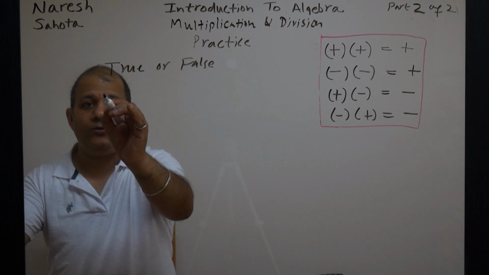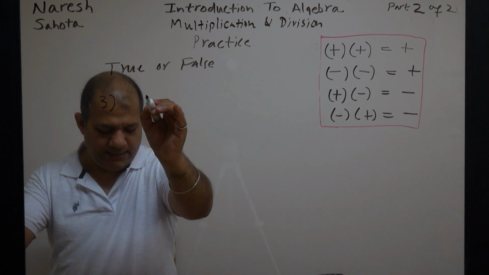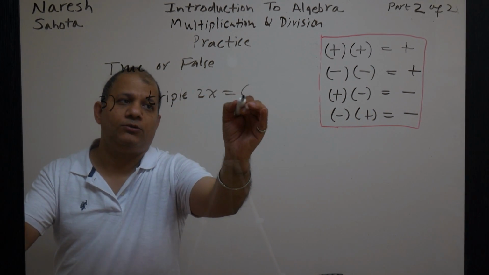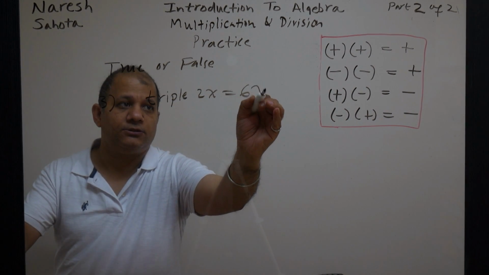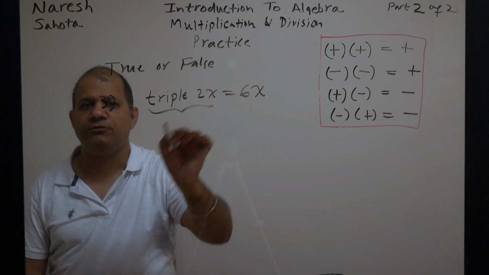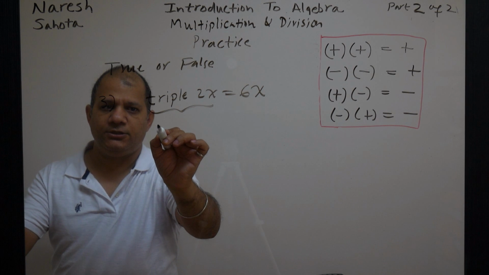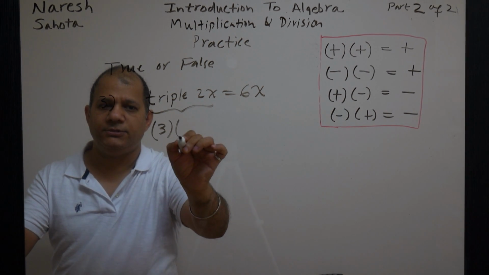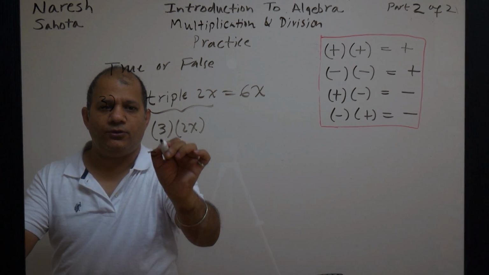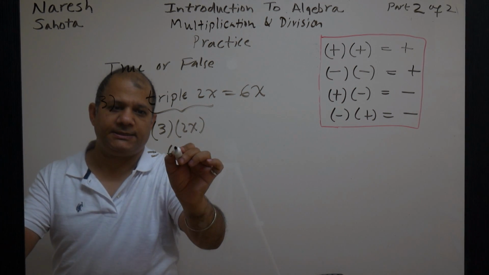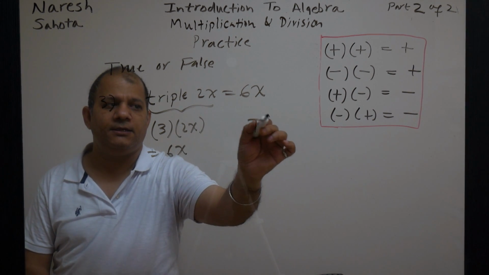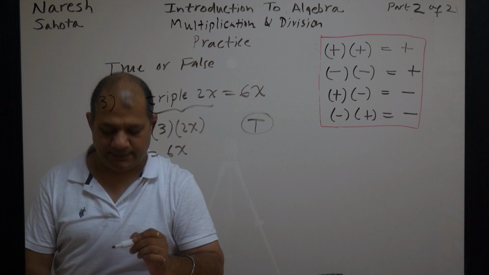Okay, so the third one, we can say triple 2x equals 6x. So is that a true statement? How do we write this? Triple 2x. Triple means 3 times. So we go 3 times 2x. Now let's multiply this out. 3 times 2 is 6, times x is x. So 6x. 6x on the left, 6x on the right. So that's a true statement.